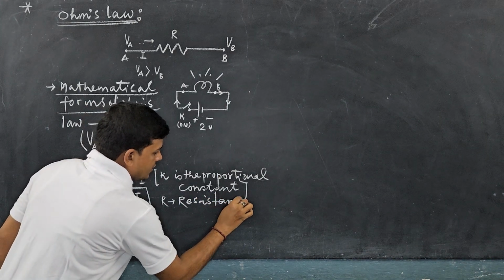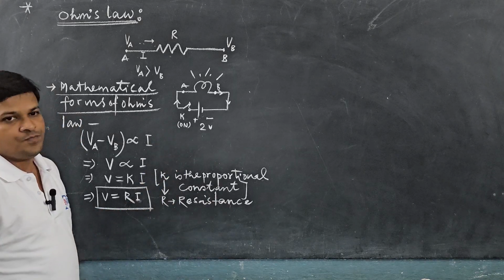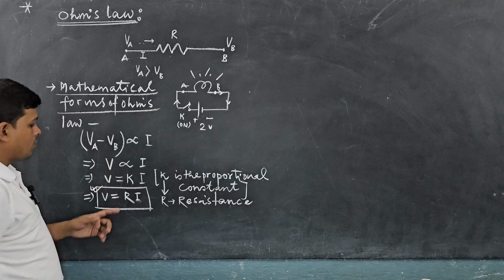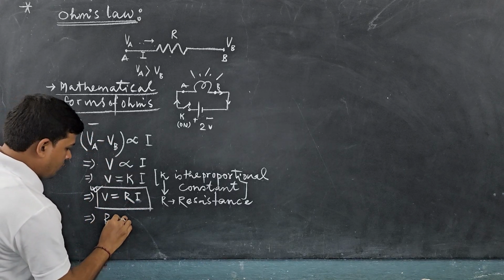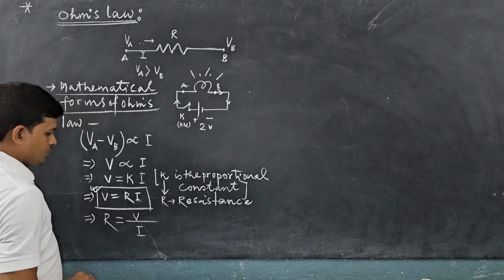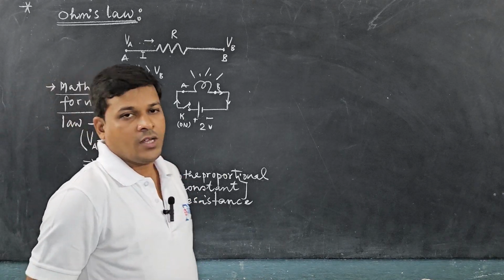R is the resistance. This is K. Now this K is the R. So this is the mathematical form of Ohm's law. We have to write up to this, then we will get the 2 marks. And you can define this resistance as V by I. So this is the definition of the resistance from Ohm's law.